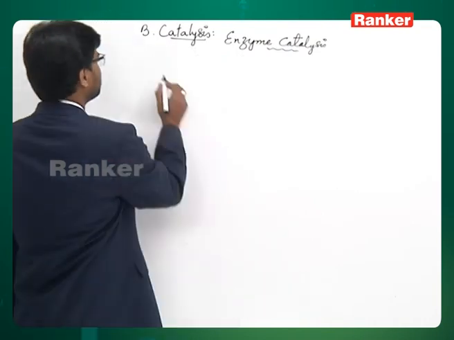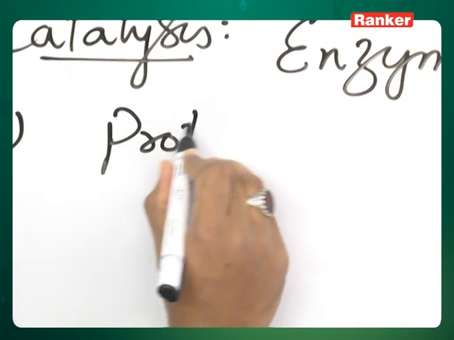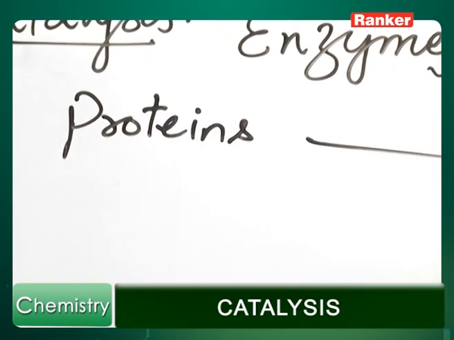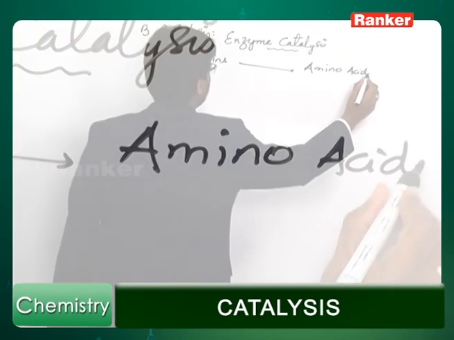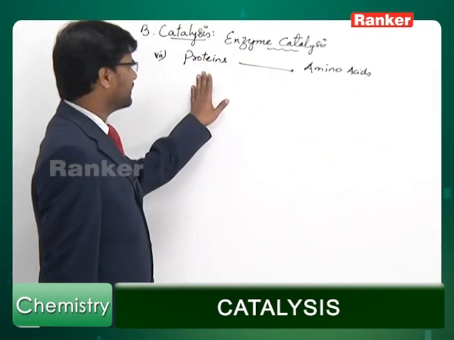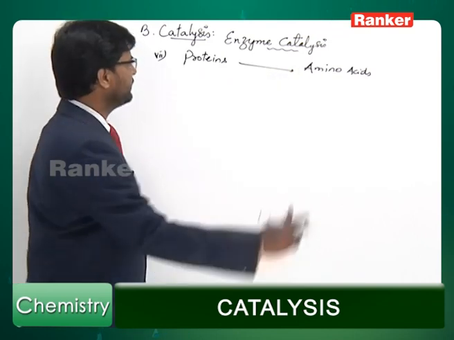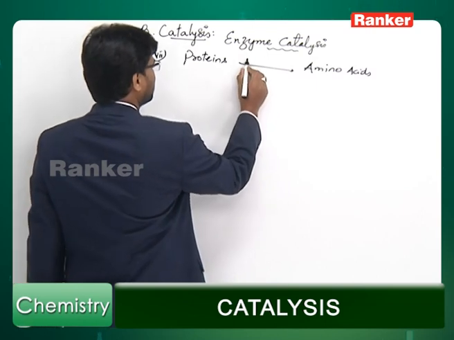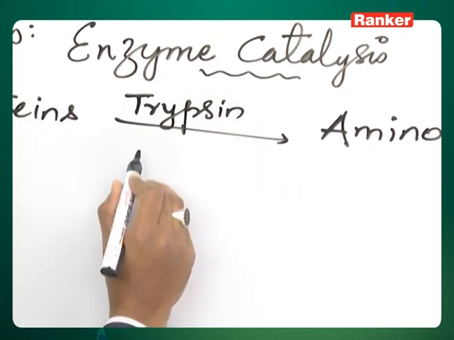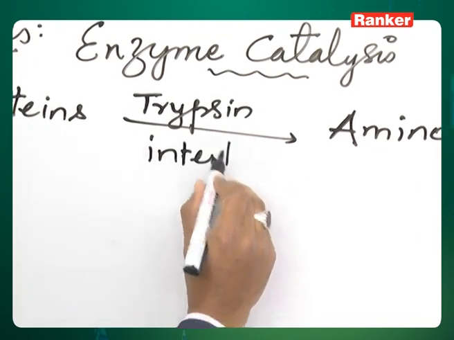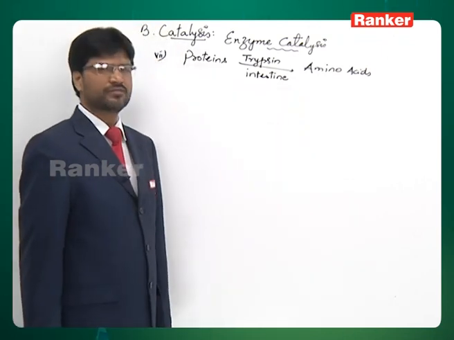Another example is example 7. Proteins are broken down into amino acids. You know, proteins are made up of amino acids. So proteins can be broken down into amino acids. These are monomers. This is a polymer, protein. It is acted upon by an enzyme, trypsin. This is present in the intestine. So in the intestine, the enzyme trypsin breaks down proteins into amino acids.